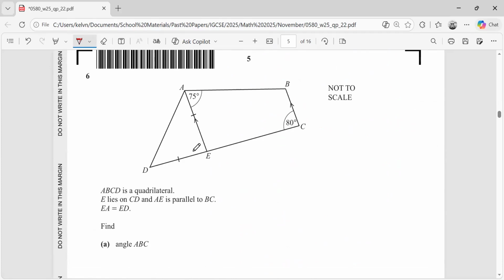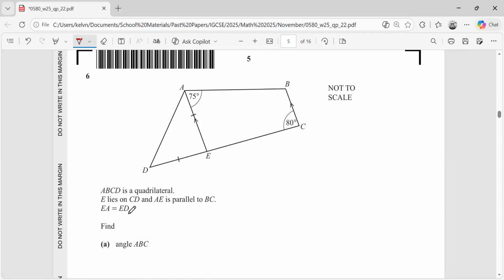But anyway, let's move along. On number 6, we are told we have a shape here, not drawn to scale. We're told ABCD is a quadrilateral. E lies on line CD, and AE is parallel to BC. AE is here, parallel to BC.